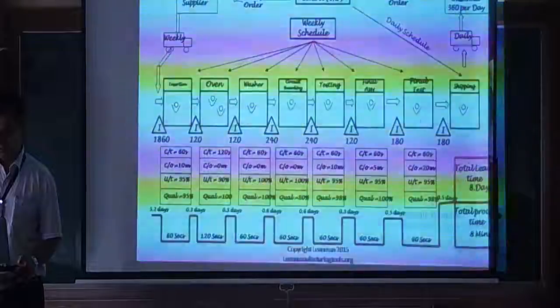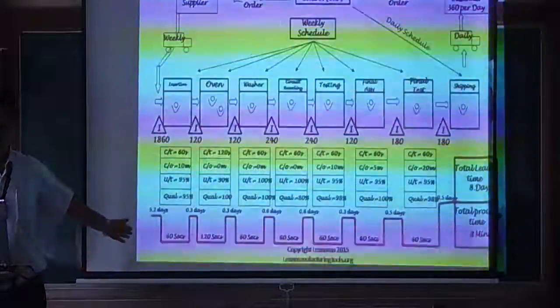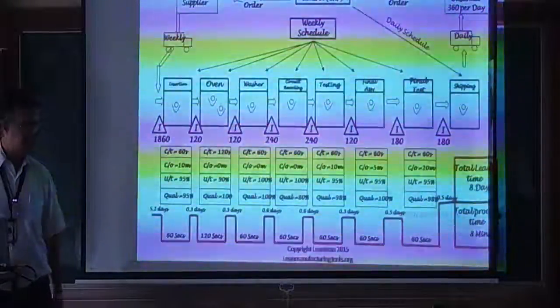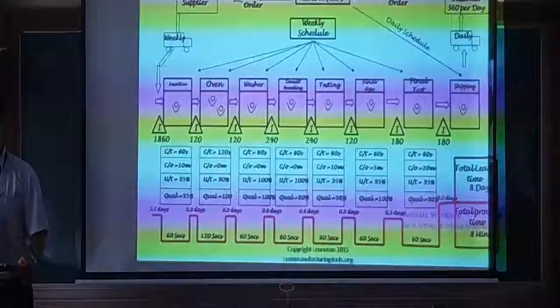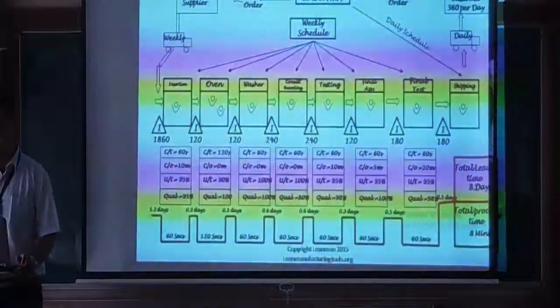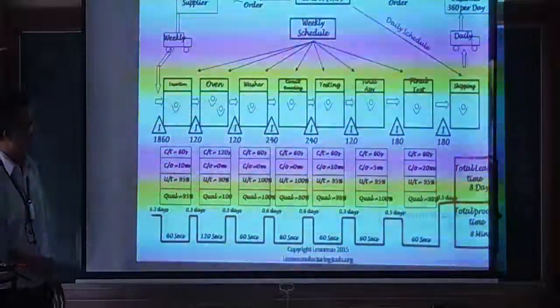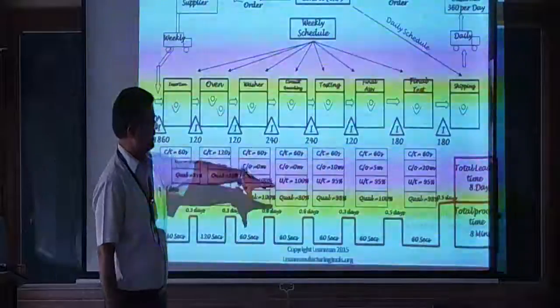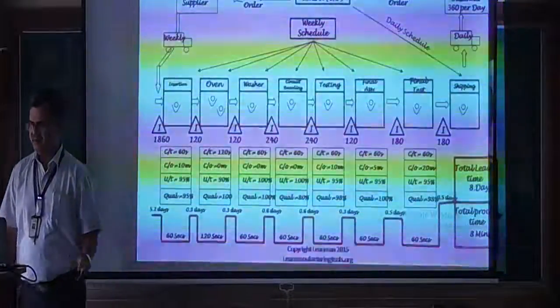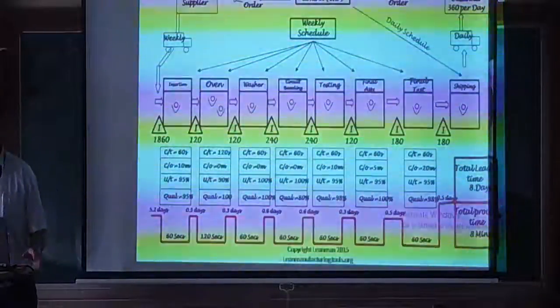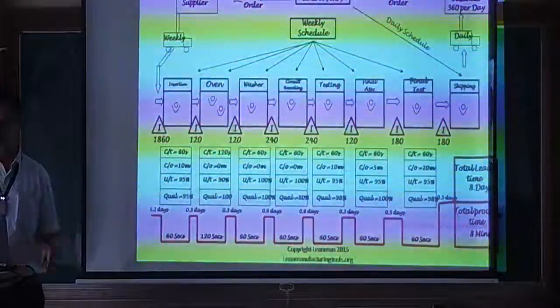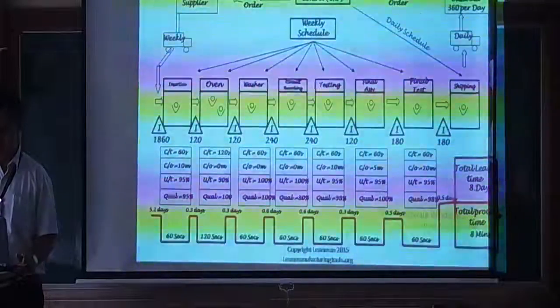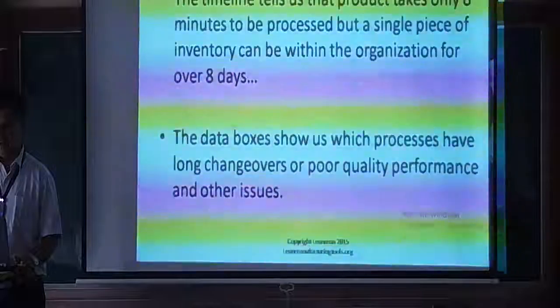Now, analyze the data. Here we have added the processing time also: 60 seconds, 120 seconds, 60 seconds, and so on. At the end you can say that the total lead time is 8 days and the total processing time is 8 minutes. This is how we draw value stream mapping item by item.